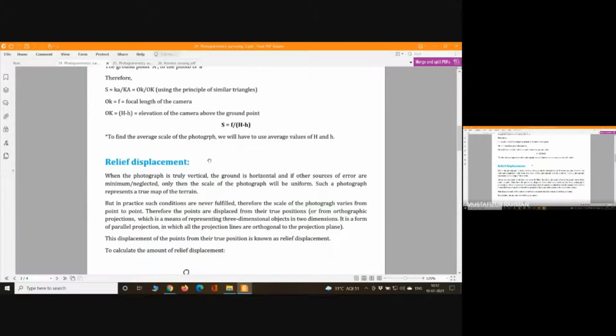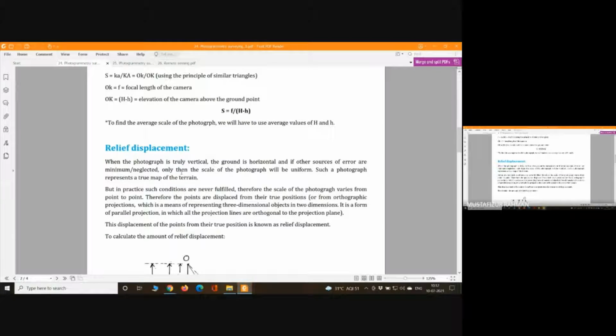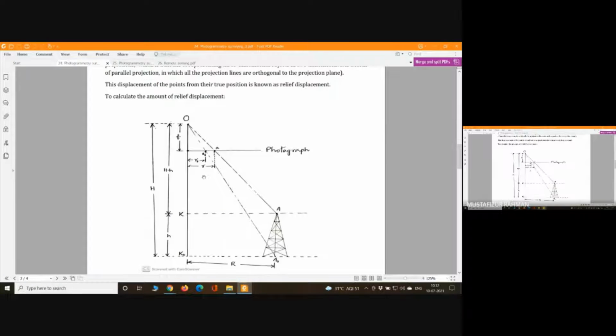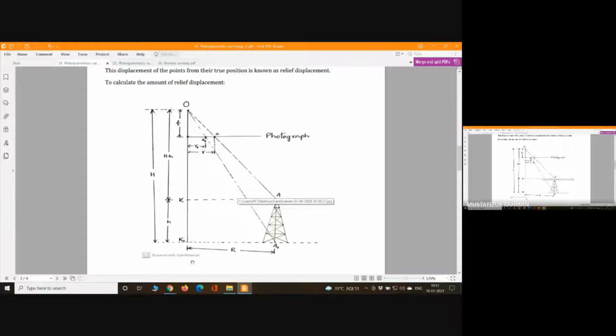Then there is one small concept, relief displacement. Now, what is relief displacement? We see here, take this for an example. There is a tower A naught, and we are taking pictures of this tower. We have a vertical photograph like here. So what will happen?